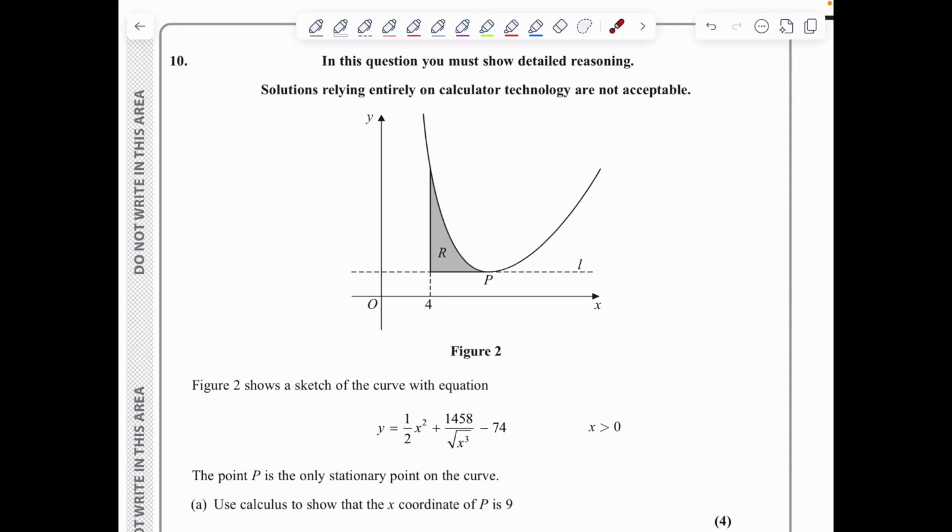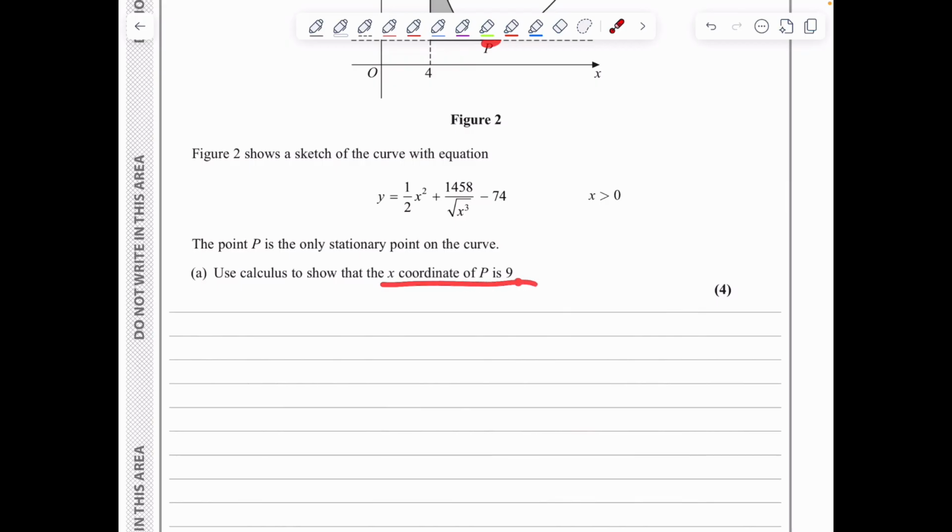In question 10, we're given a sketch of the curve with this equation here. We are told that P is the only stationary point, and you need to use calculus to show that the x-coordinate of P is 9. So calculus means differentiation. Let me start by writing this as y is a half x squared plus 1,458 over x to the 3 over 2 minus 74, which can be written in index form as a half x squared plus 1,458 x to the minus 3 over 2 minus 74, and we proceed in finding the derivative.